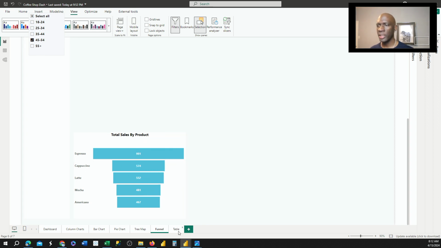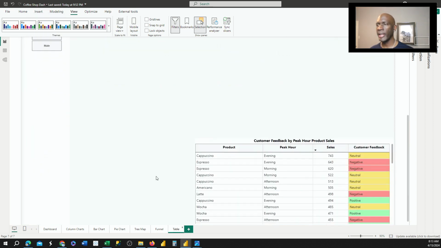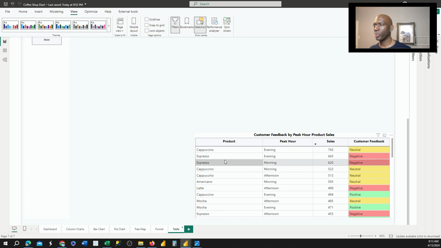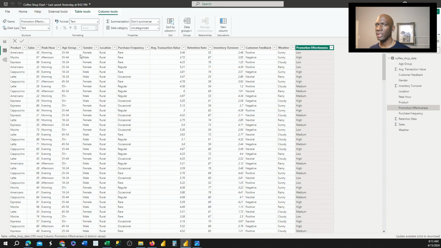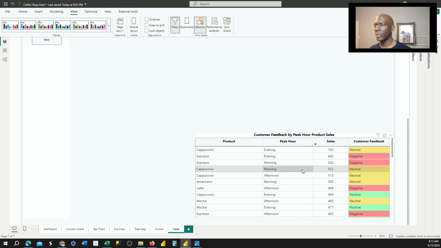I was going to say that the funnel was going to be the last one, but the last one we're going to look at is the last chart that we have in our report, which is a table. Basically, just like we used over here to analyze our data, we said we don't want all of this information, we only want part of it. So we used a table and brought in just the information that we're looking for: product, peak hour sales, and customer feedback.